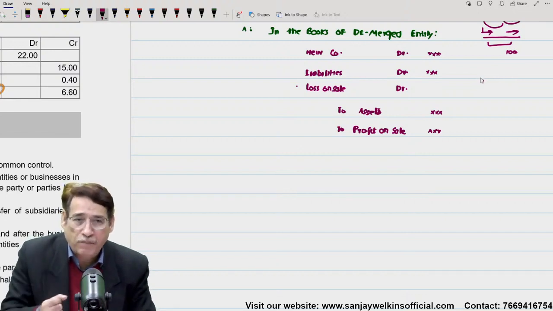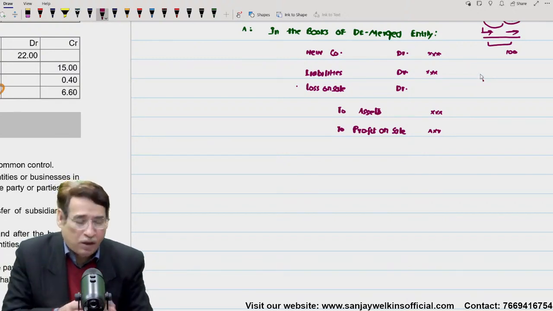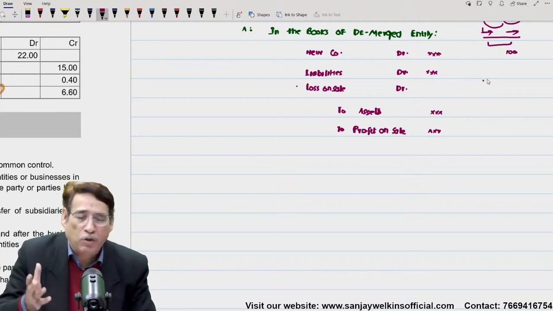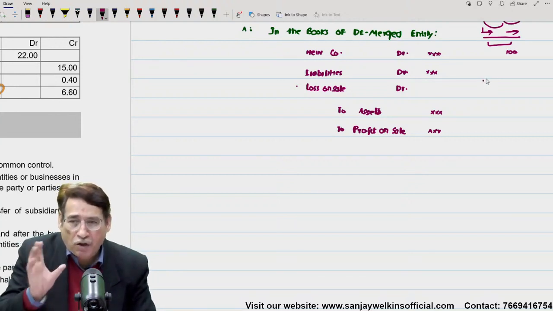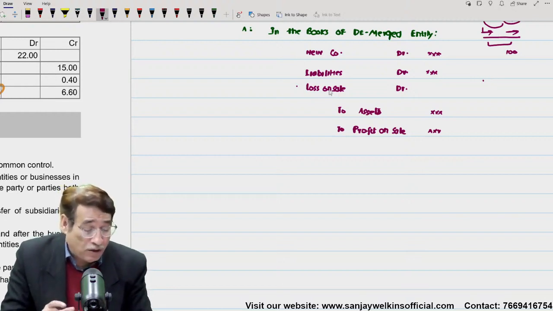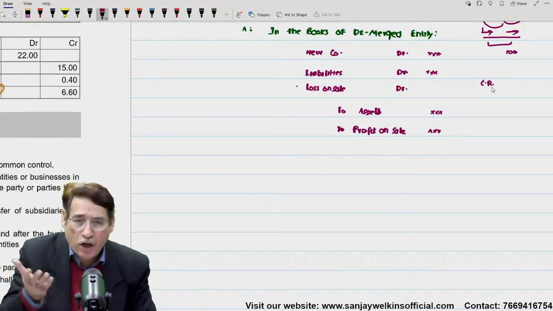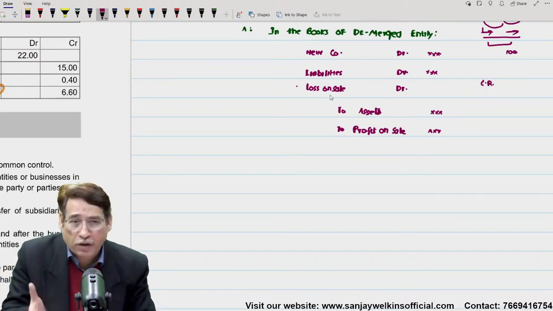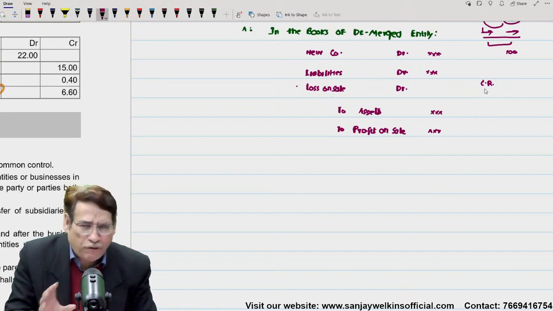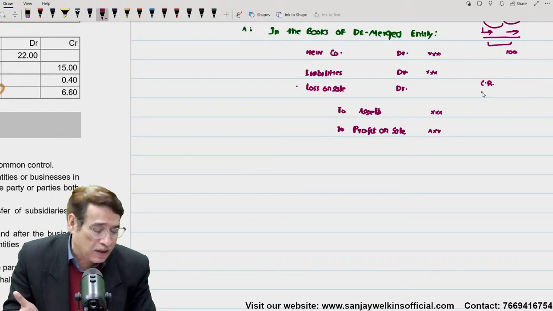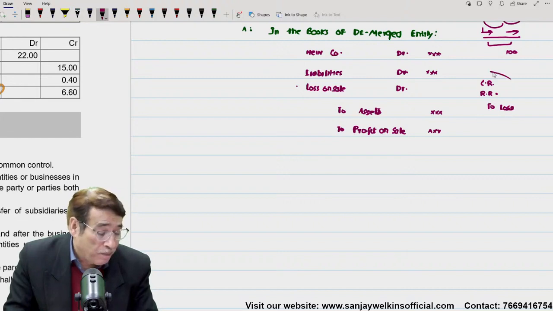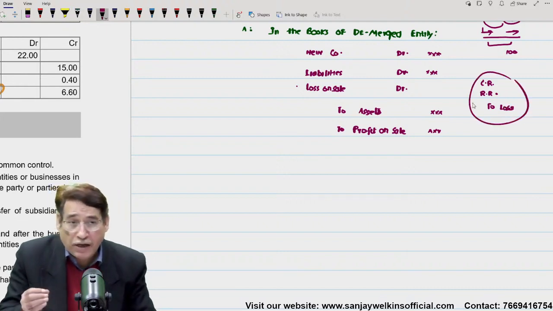Your knowledge will be tested, because generally we are crammed by the books that this loss will be set off against so and so. Nothing. Pay attention. There are always some rules. If there is a loss, then first of all, you will settle it against capital reserve if it is there. If you have a capital reserve, it is better to set off this particular loss against the capital reserve. However, if you do not have the capital reserve, then you can set it off against your revenue nature reserves, like profit and loss account or general reserve. That means after passing this particular entry, logically you should pass another entry to write off this particular loss.